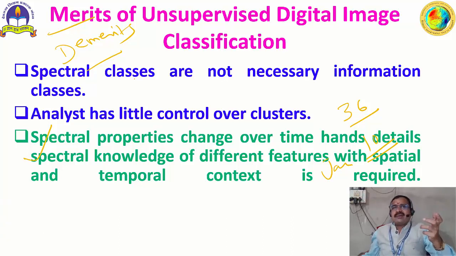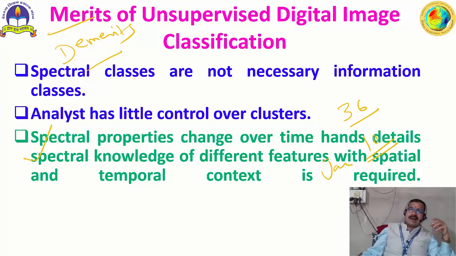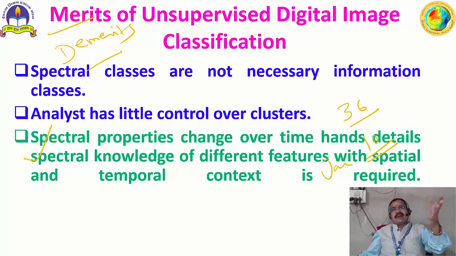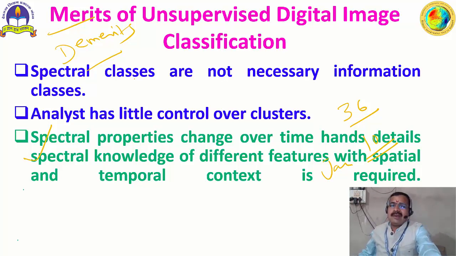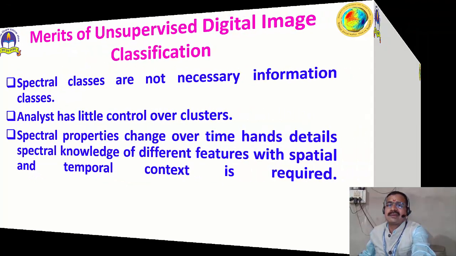Again, the same vegetation which is grown in the Konkan and the same vegetation which is grown in Western Maharashtra or grown in Africa, North India, may have different reflectance based on the contents in that vegetation. So I can say the spectral properties of various features will have difference according to space and time, and these are not considered while providing the algorithms to the dedicated software. And this is also one of the demerits of unsupervised digital image classification.